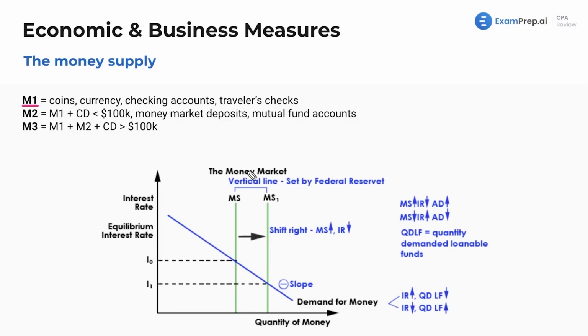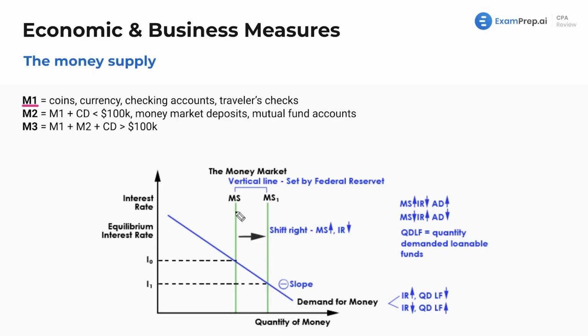So this is the money market and the money supply. MS stands for the money supply. This line here, this isn't a chart you need to know as much as supply and demand, but it's showing you what happens. This is the quantity of money in the economy, right? In the market. This is equilibrium. So this is the interest rate. The equilibrium interest rate is where it meets the demand for money.